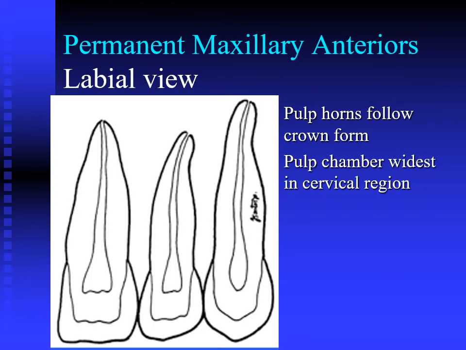Again, returning to our line drawings of the maxillary anterior teeth, you can see that basically the central incisor will have 3 pulp horns, usually corresponding to the 3 facial lobes that you can see. The lateral incisor may have 2. The canine obviously would have 1 in this view.